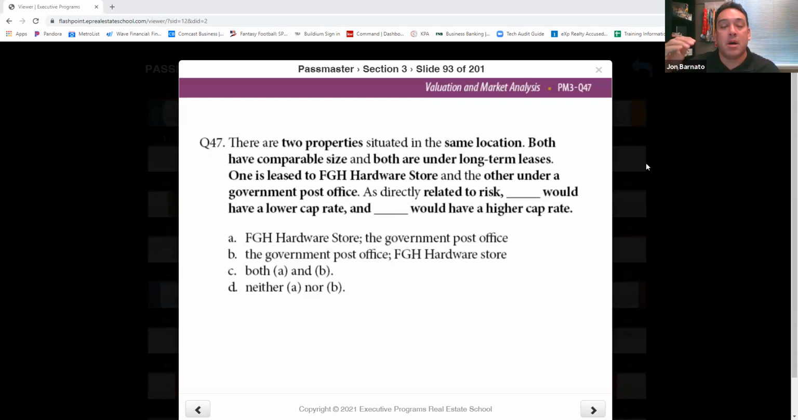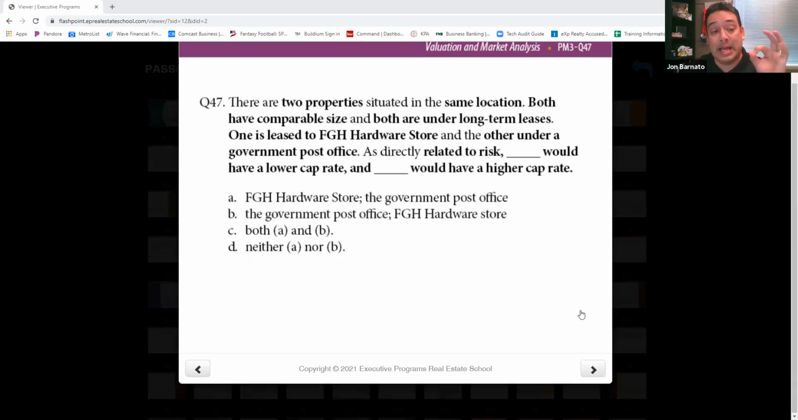So that's how you've got to understand cap rates. Cap rates are a way to attract a buyer, but the only way you increase the cap rate is you drop the price. But it's really about comparable risk. So it's important you understand that, because these are questions that are going to be on the test. And so it's important to understand that concept, right?